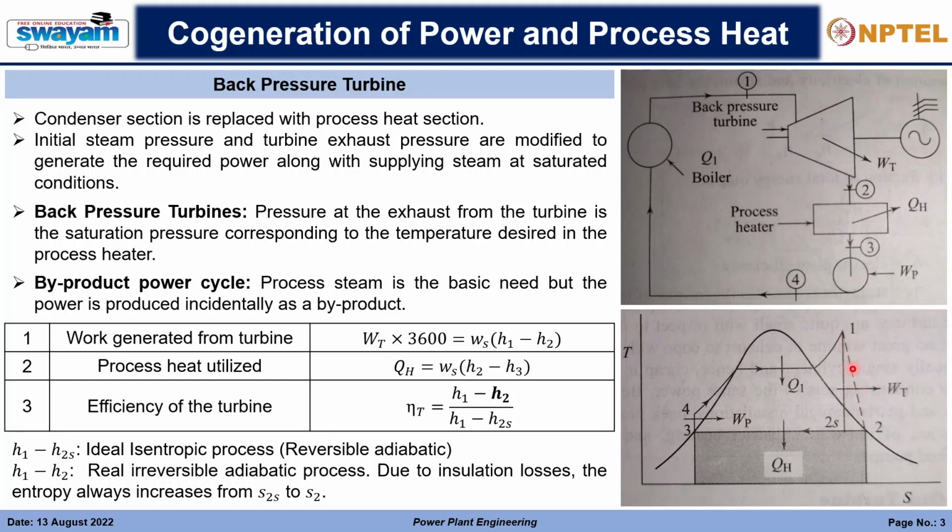So in all TS diagrams or HS diagrams, if we have an irreversible process, that is from 1 to 2 if we go, then we cannot come from 2 to 1 without expending some amount of work. We can obviously come from 2 to 1, but we need to give some work. We cannot come directly from 2 to 1. So these are irreversible processes, and they are represented by dotted lines, as you can see here. This may be due to the insulation loss or the entropy. That is why the entropy always increases from 2s to 2. You can see it out here.